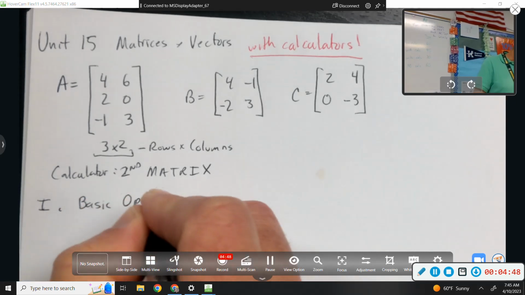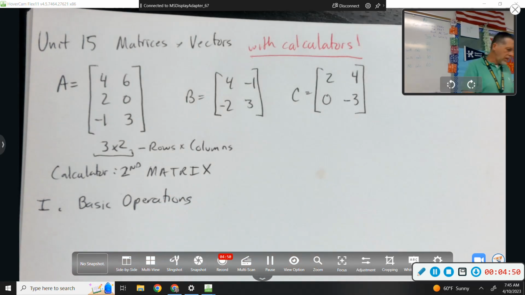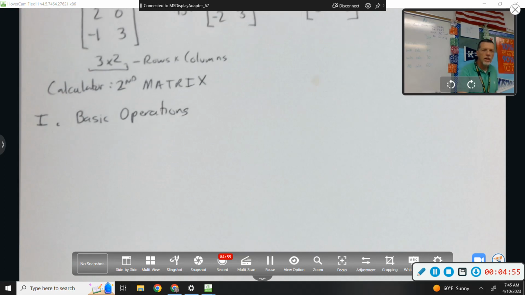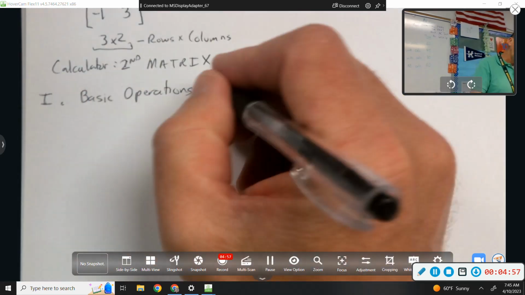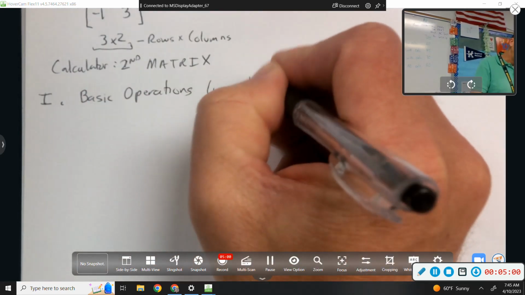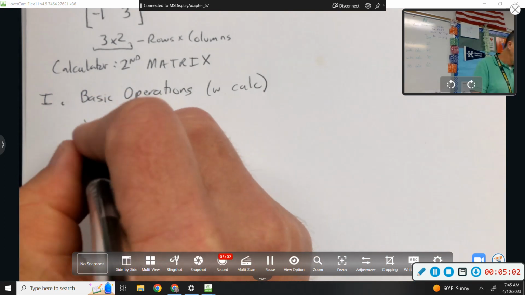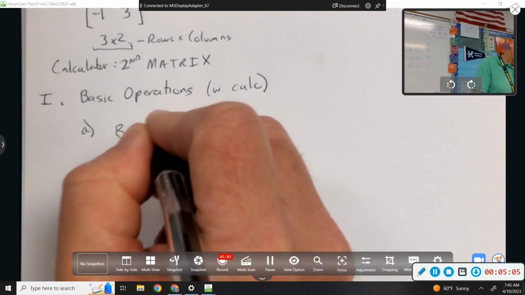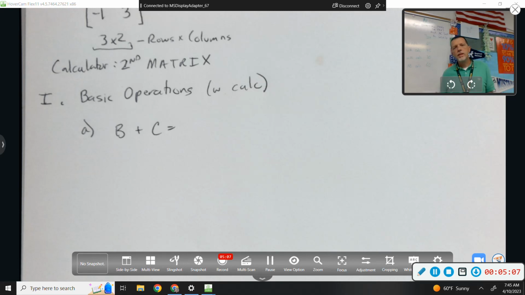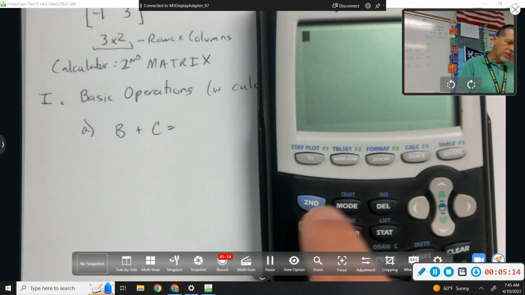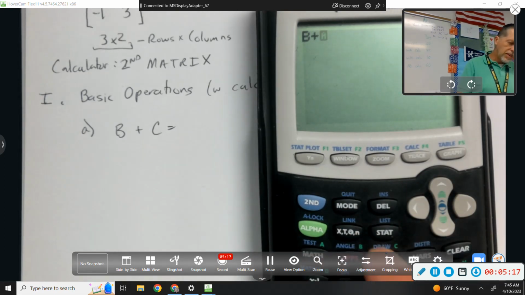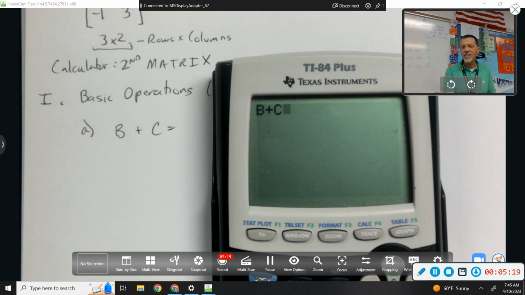All right, let's do some basic operations with matrices. Again, everything's with calculator, so this isn't really about anything except knowing which buttons to push. Let's do B plus C. I guess maybe an error would be to just say B plus C, but that's not the right B and C, right? Those are like numbers B and C. You want matrix B and C.